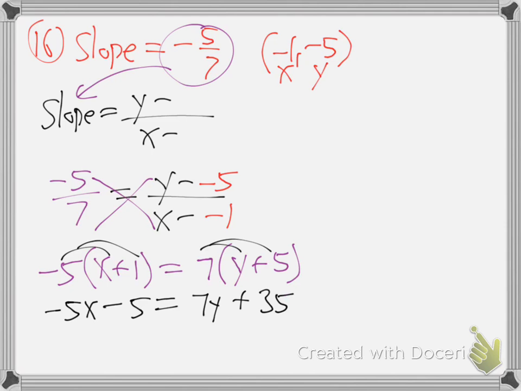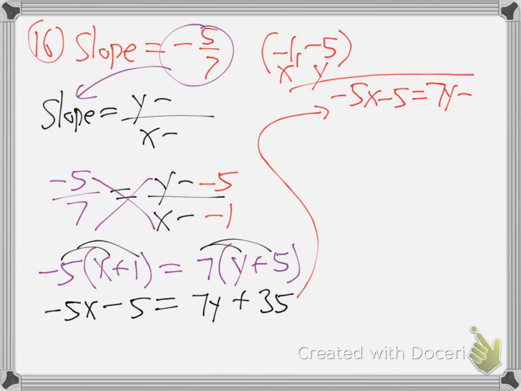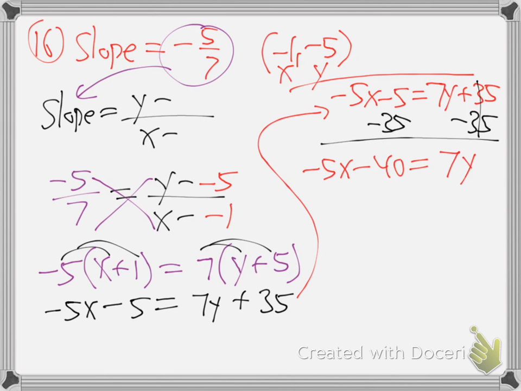So they want y alone, don't they? Let me bring it up here. We have minus 5x minus 5 is 7y plus 35. And they want me to get y alone. So I'm subtracting 35 from both sides. And I get minus 5x minus 40 is 7y.